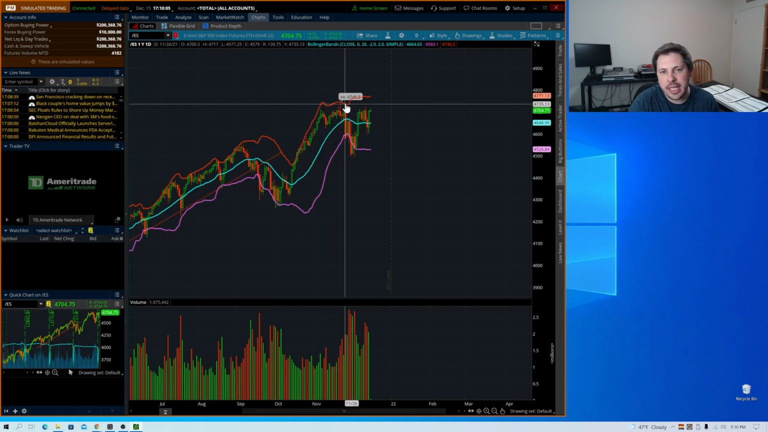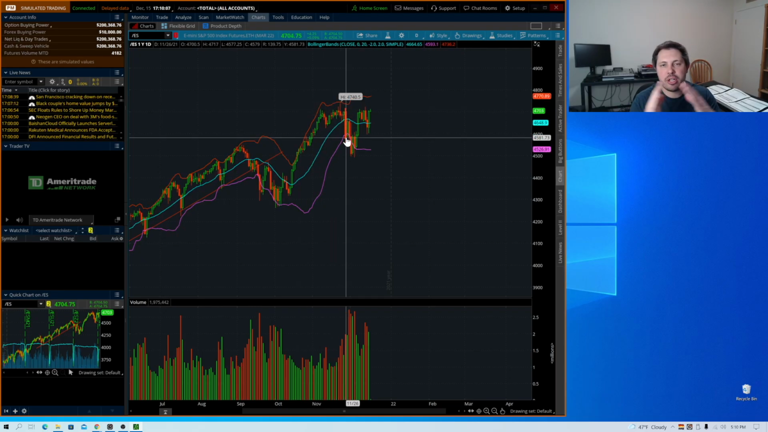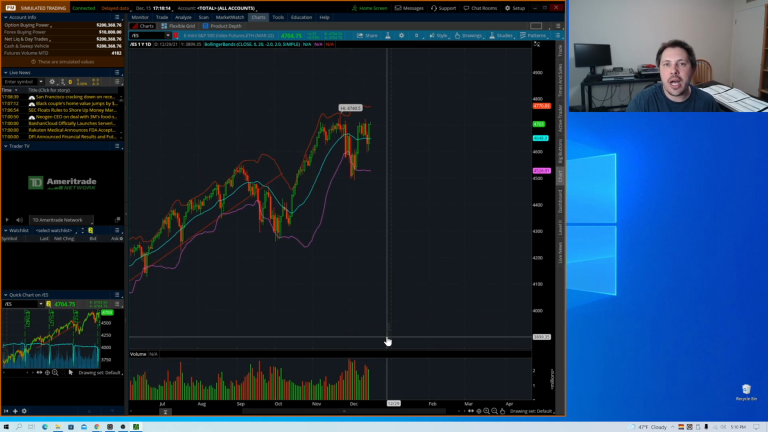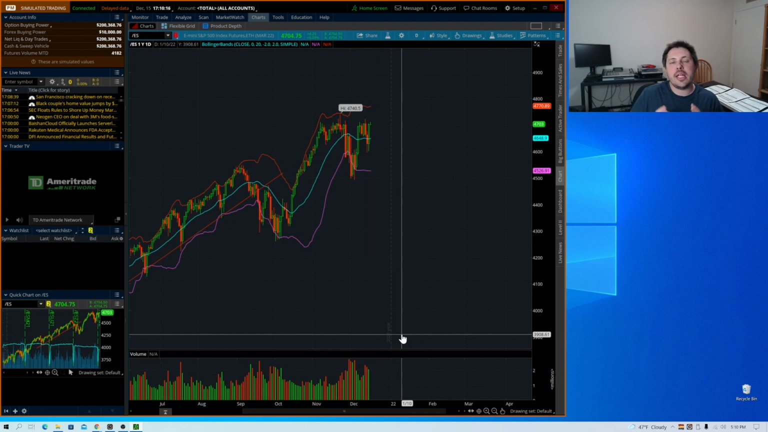And then you could see that these bands started to contract. And that's the thing about these volatility indicators, right? They can show us when the market is going to go from trading sideways to then making a large directional move and then also confirming when trends are starting, right?